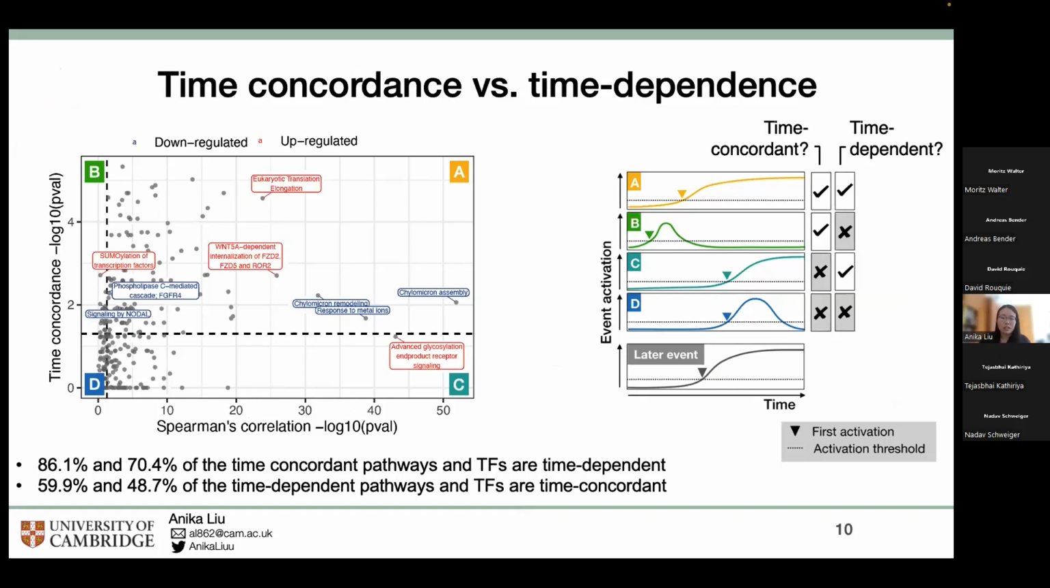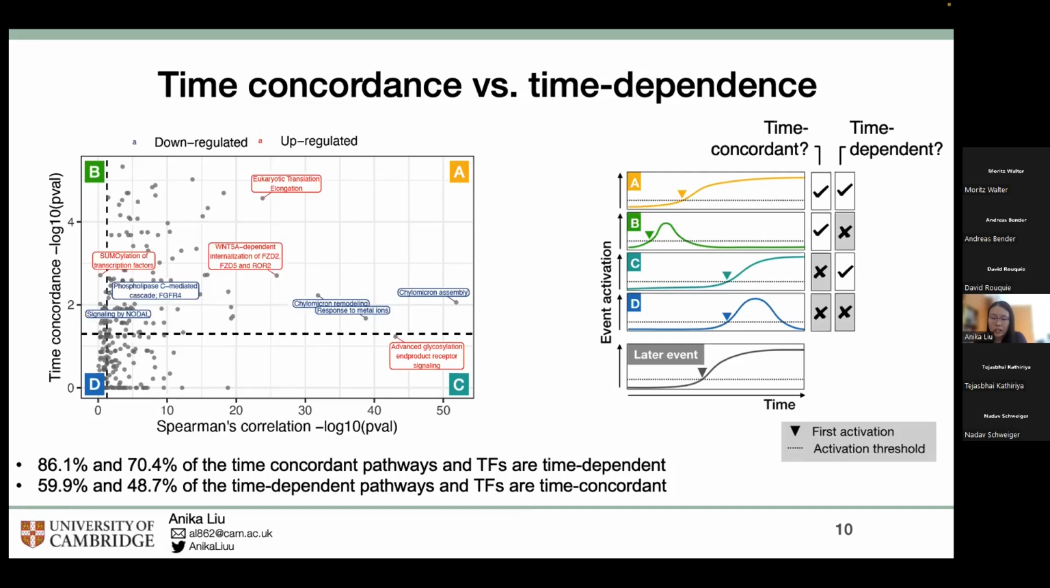So the first thing we looked into was whether time concordant events are also time dependent, something that was introduced before. And here we indeed found that there are events which are significantly time concordant and time dependent. Each of these quadrants would map to one of the example curves. In particular, these events would be interesting as potential mechanistic biomarkers, so they show changes before we see injury and then also reflect the progression.